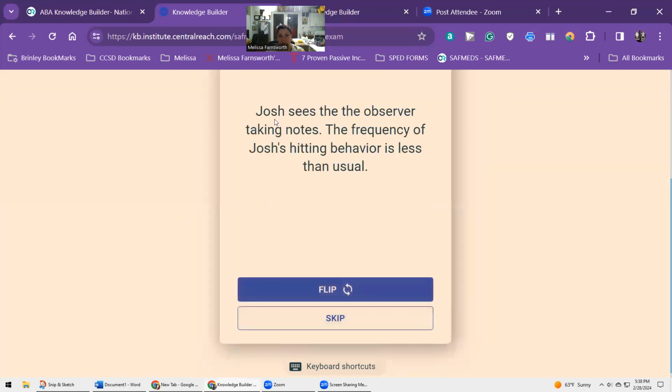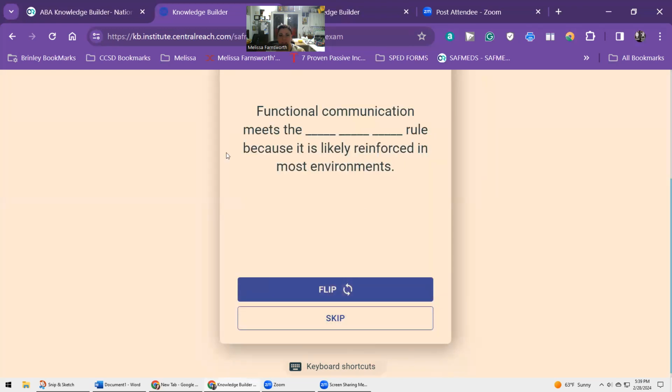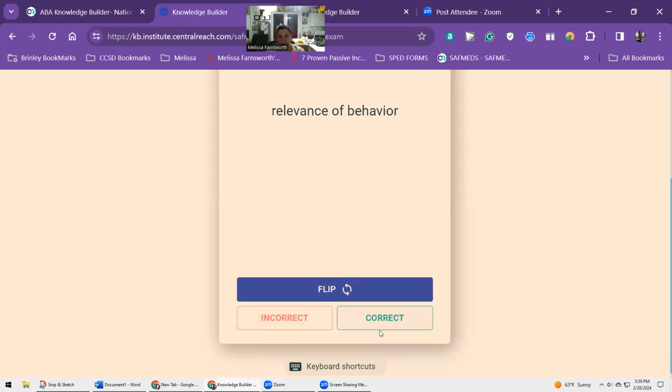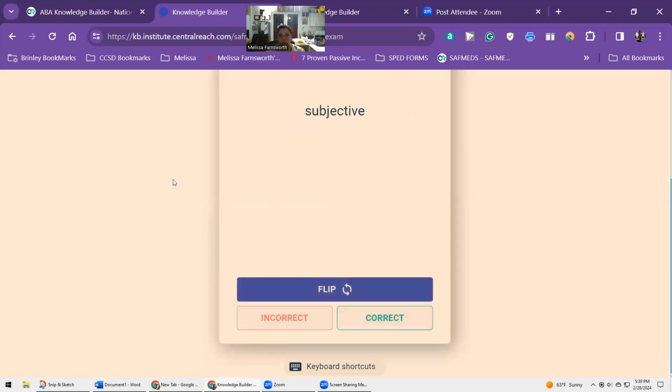Reinforcement. Josh sees the observer taking notes. The frequency of Josh's hitting behavior is less than usual. Reactivity. Functional communication meets the blank rule because it is likely reinforced in most environments. Relevance of behavior. The term behavioral cusp is blank and not a universally agreed upon term.